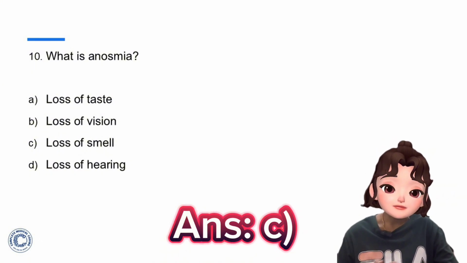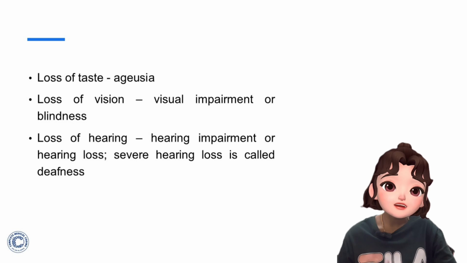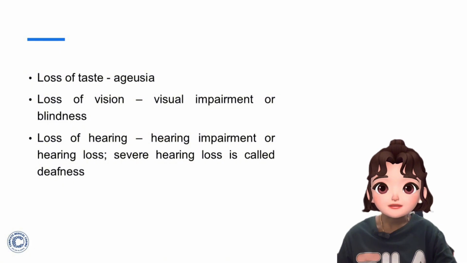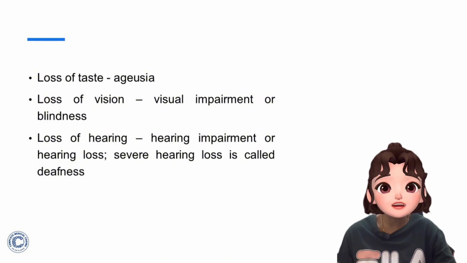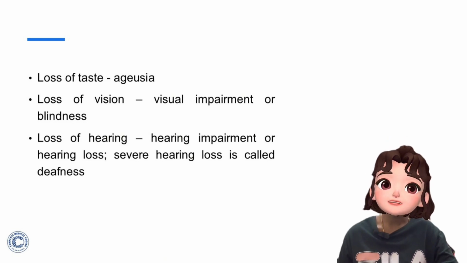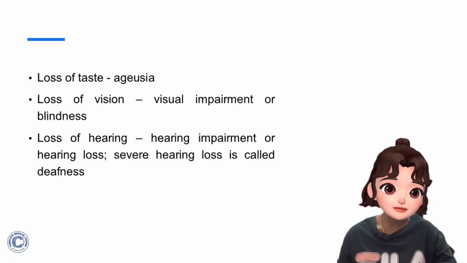What will be the terms for the others? Loss of taste, loss of vision, that we will check. Loss of taste is called ageusia. Loss of vision is called visual impairment or blindness. And loss of hearing is called hearing impairment or hearing loss. Severe hearing loss is called deafness.